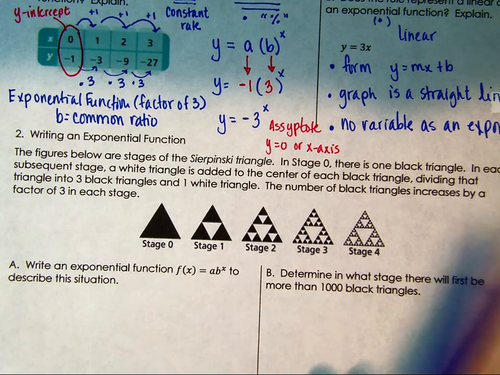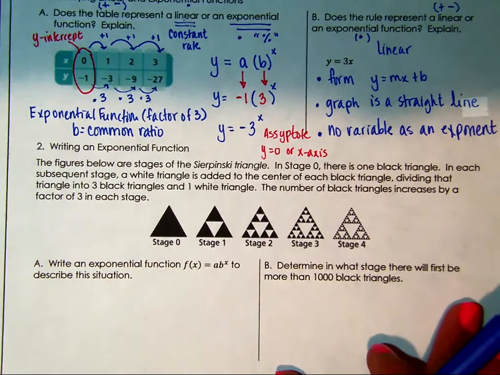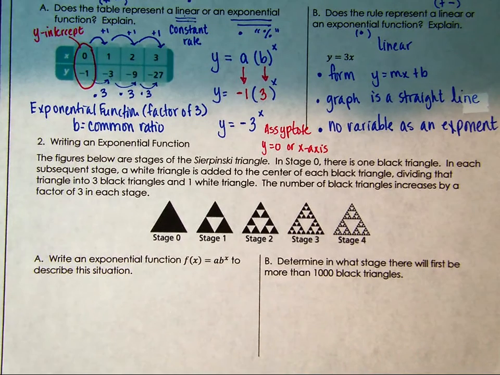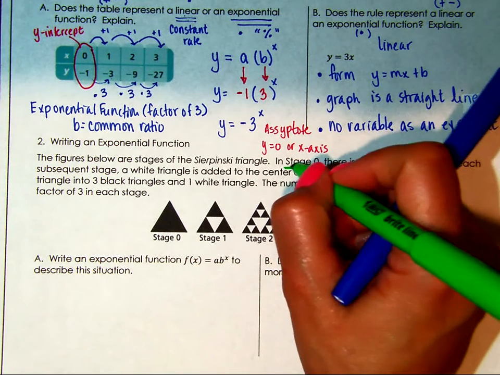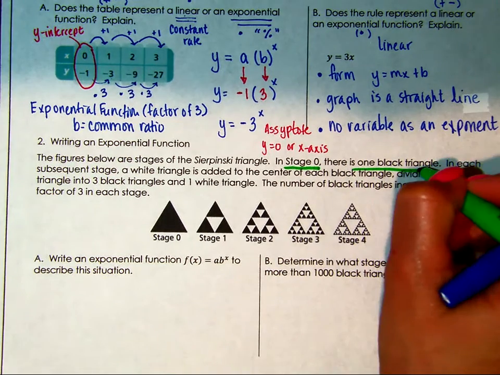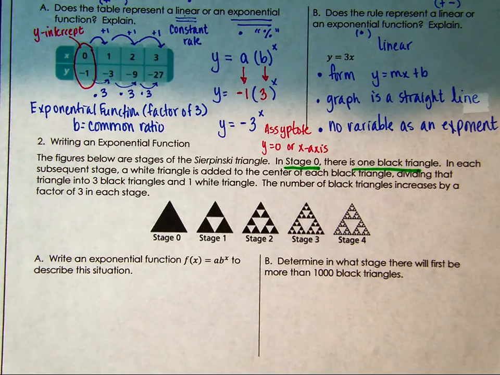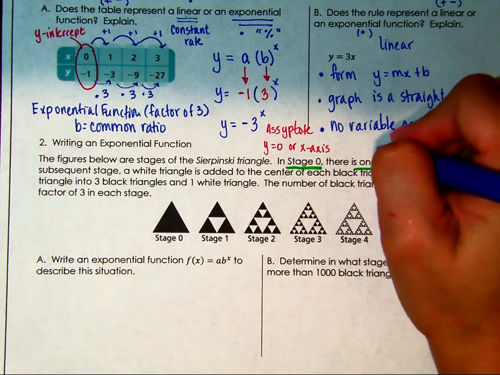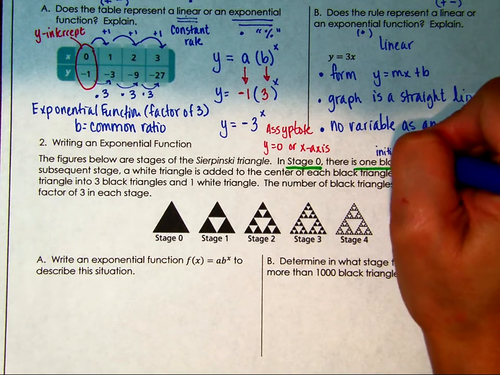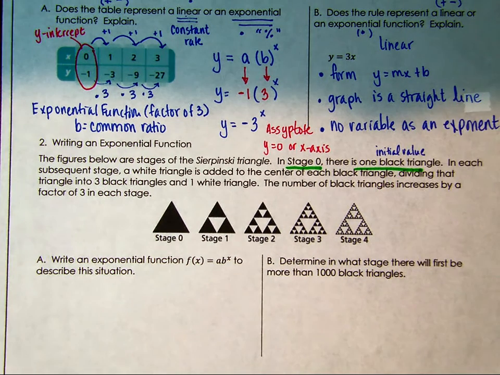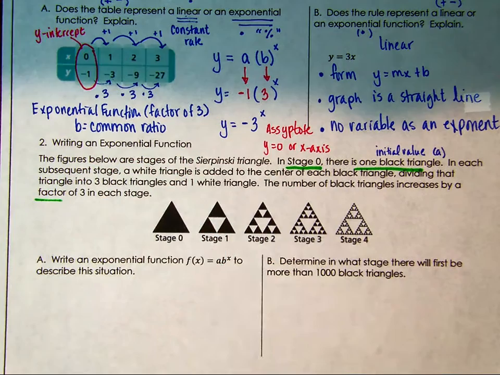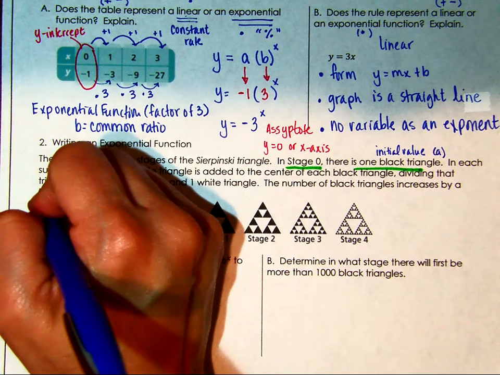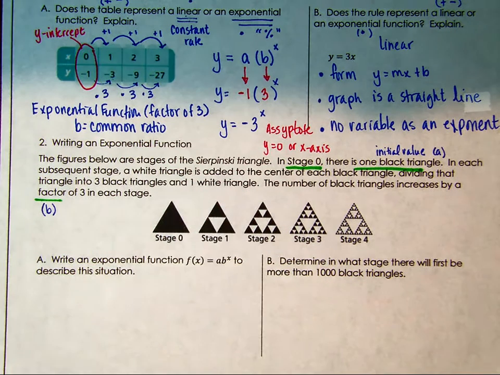So let's look at this very carefully. Already it's telling you something very important. It gives you a key feature right here. Stage 0. This word here is so important. At stage 0, there's only 1. That should kind of trigger a vocabulary word. This is what we call an initial value. Initial value will represent our A in an exponential function. Also, the word factor down below should also trigger something. That is when you're multiplying by something, which in our equation represents our B value.